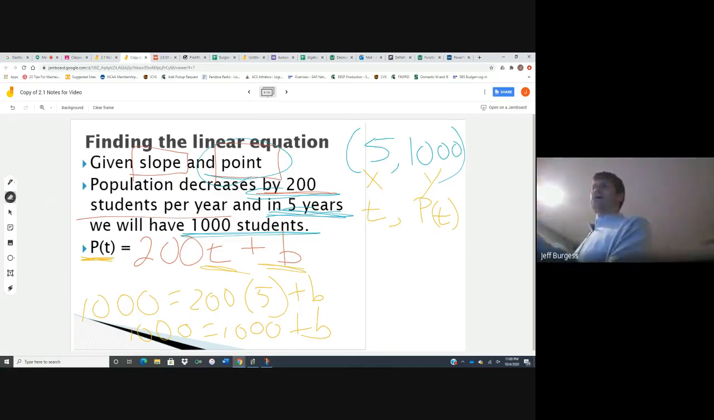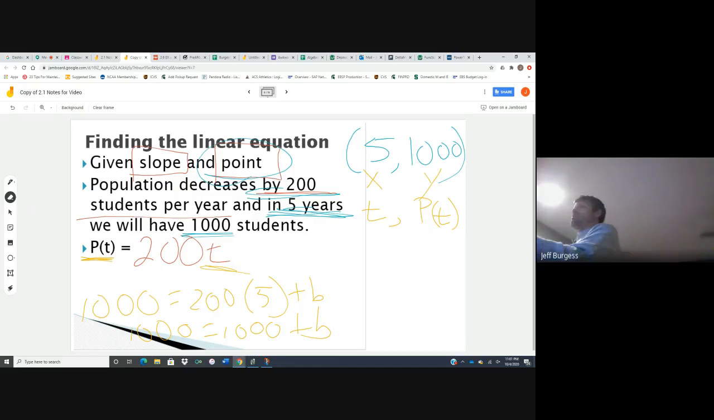0. So I know then that my y-intercept is 0 for this, okay? My population started at 0. At the beginning, there was 0. Obviously, we do not really need to write plus 0 into an equation, so your equation would just be 200t.